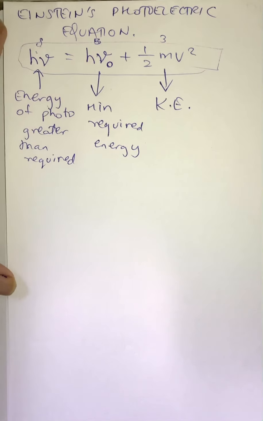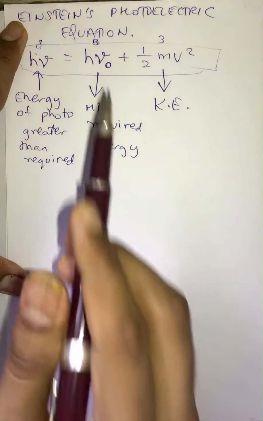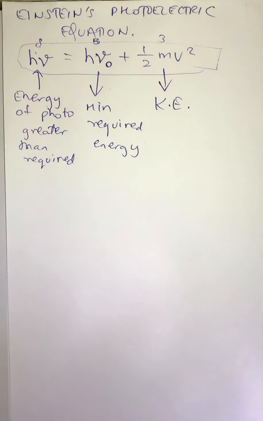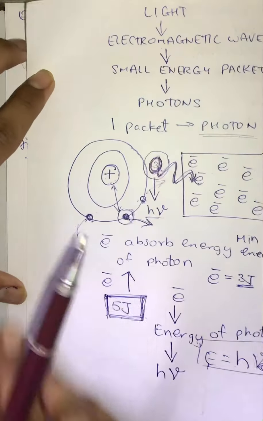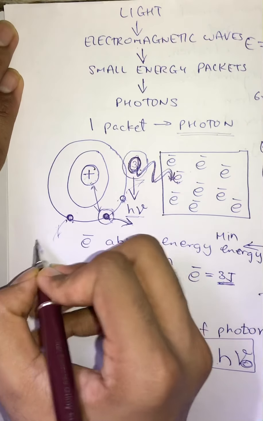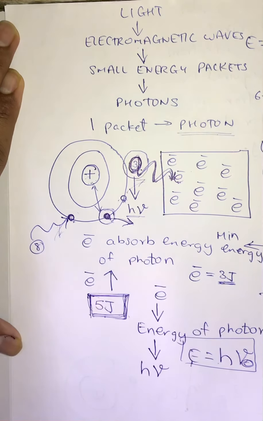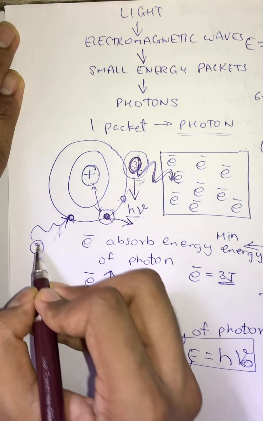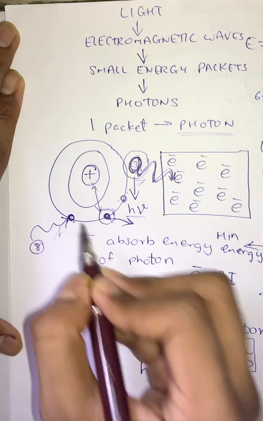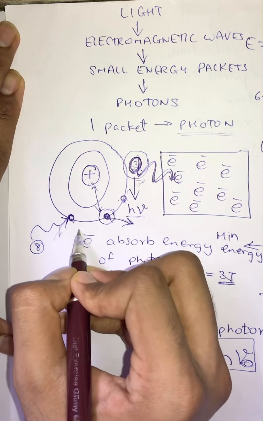Okay, so if you have not understood this equation, I am going to help you all understand again. See, we have supplied a photon of 8 joules. So this 8 joules photon will hit the electron and it will eject it.